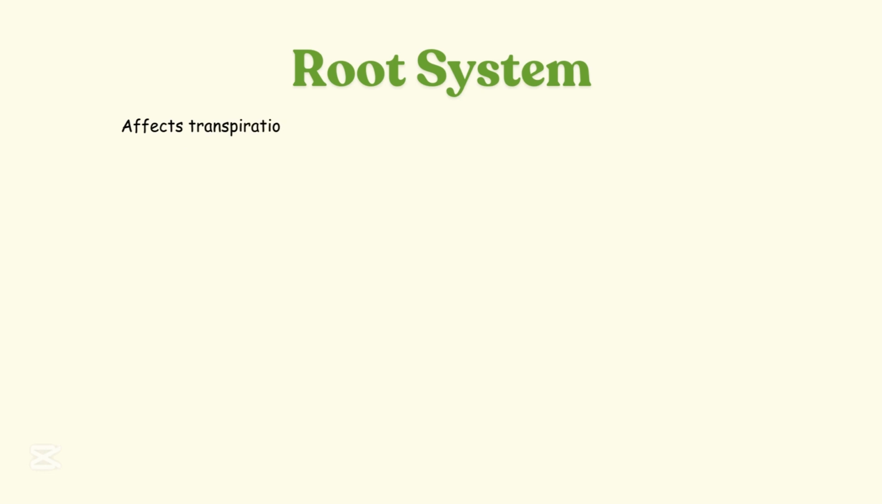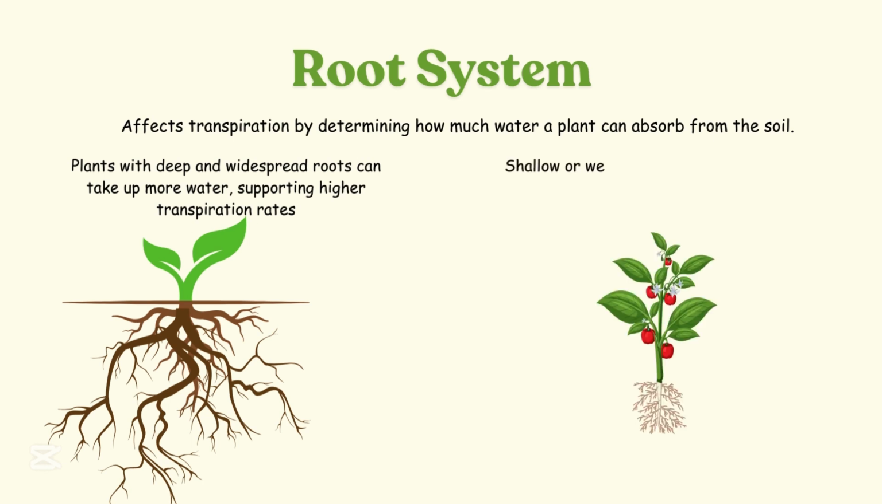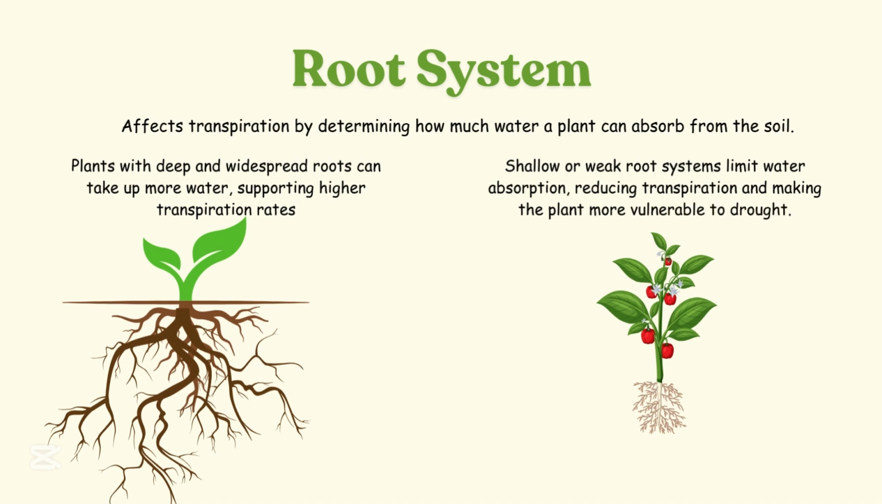Root system affects transpiration by determining how much water a plant can absorb from the soil. Plants with deep and widespread roots can take up more water, supporting higher transpiration rates. Shallow or weak root systems limit water absorption, reducing transpiration and making the plant more vulnerable to drought.